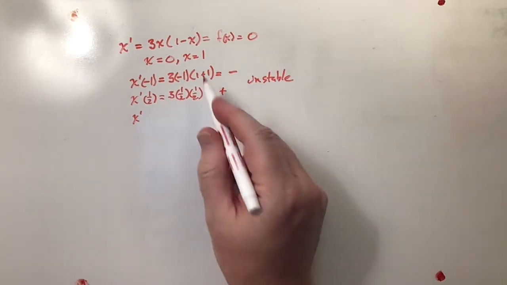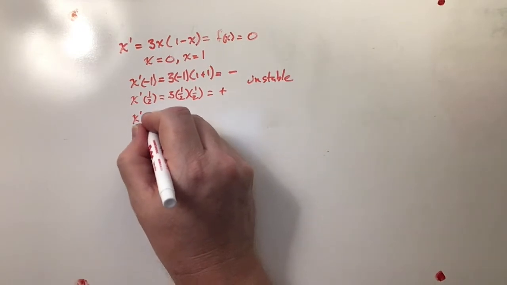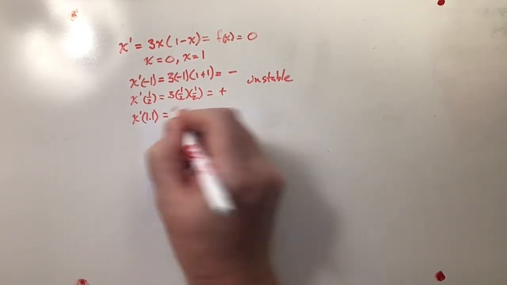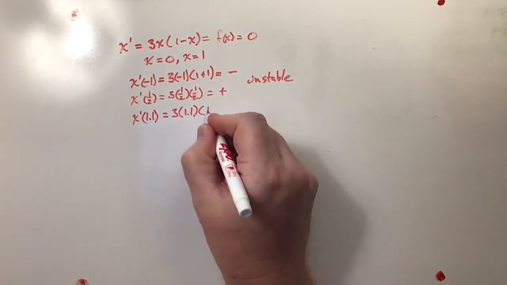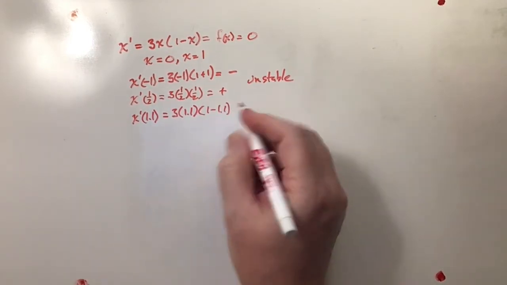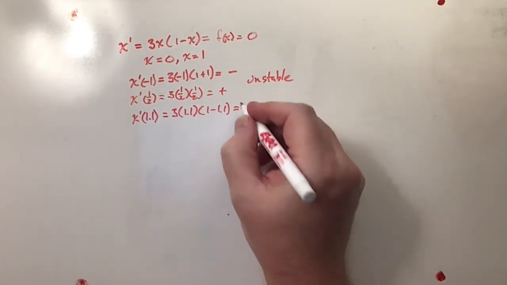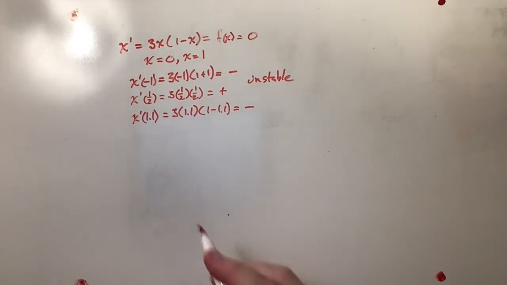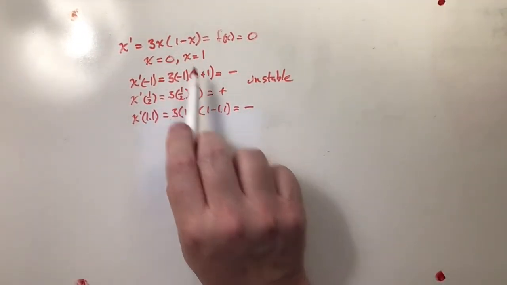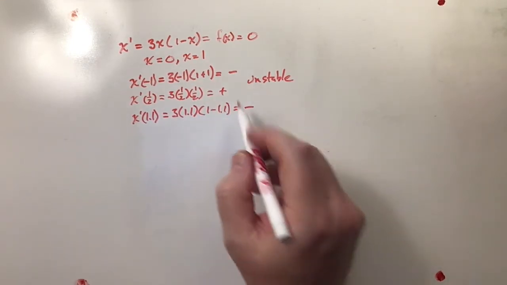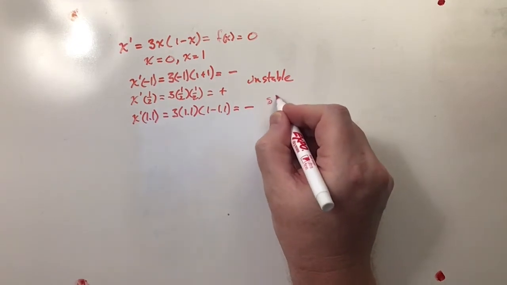But let's check the other side. So again, any point above 1 will do. So let's just go 1.1. And x prime of 1.1 is going to be 3 times 1.1, and then times 1 minus 1.1. And of course, 1 minus 1.1 is going to be a negative number, so the whole thing's going to be negative. Doesn't really matter what it is, it will be negative. Which means if we're above the critical point, we have a negative slope, so we're moving towards it. And so that clinches the deal. At 1, we've got a stable equilibrium.